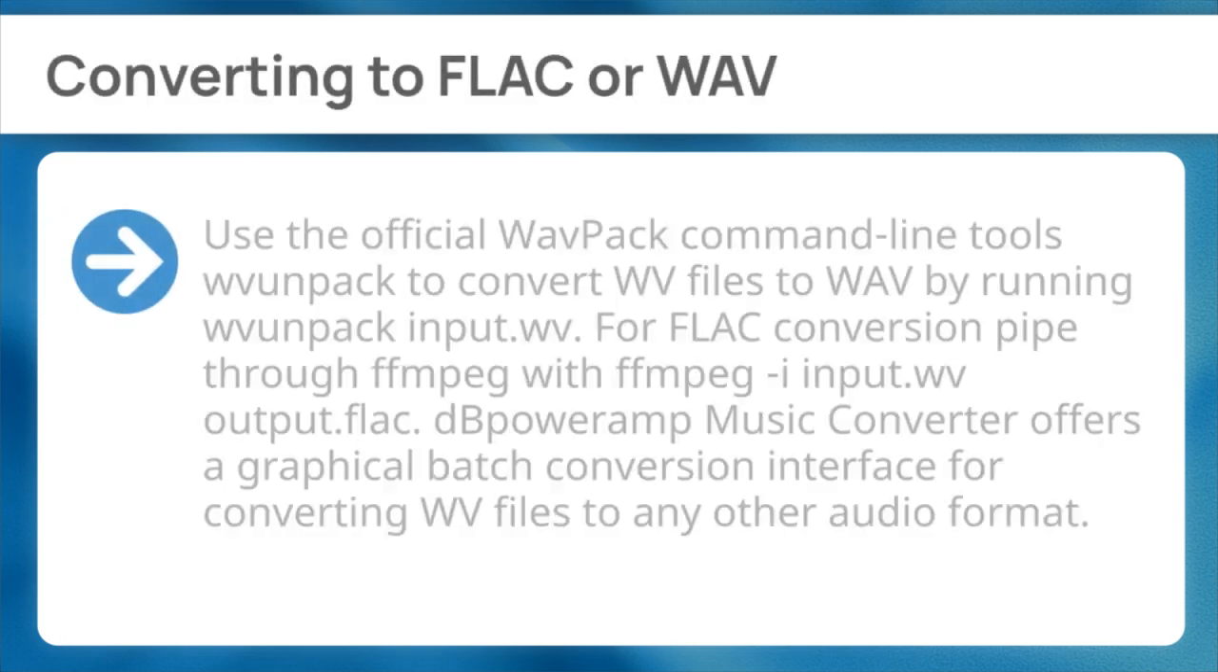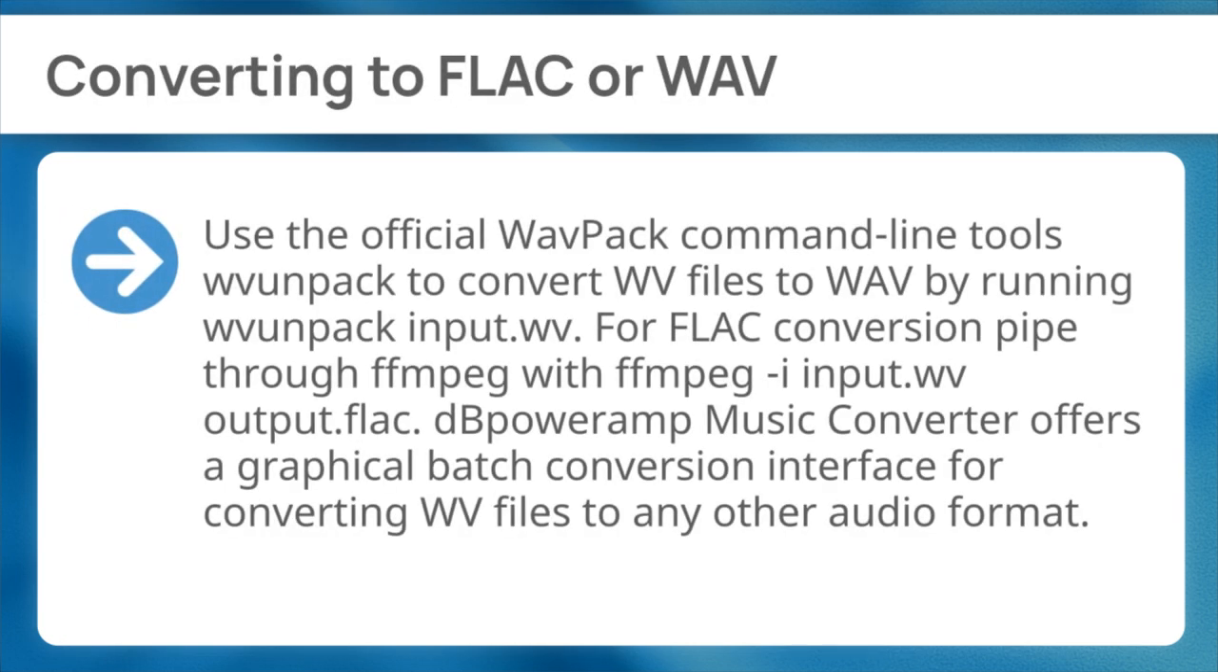Next, converting to FLAC or WAV. Use the official WavPack command line tools. WVUnpack converts WV files to WAV by running wvunpack input.wv. For FLAC conversion, pipe through FFmpeg with ffmpeg -i input.wv output.flac. dBpoweramp Music Converter offers a graphical batch conversion interface for converting WV files to any other audio format.